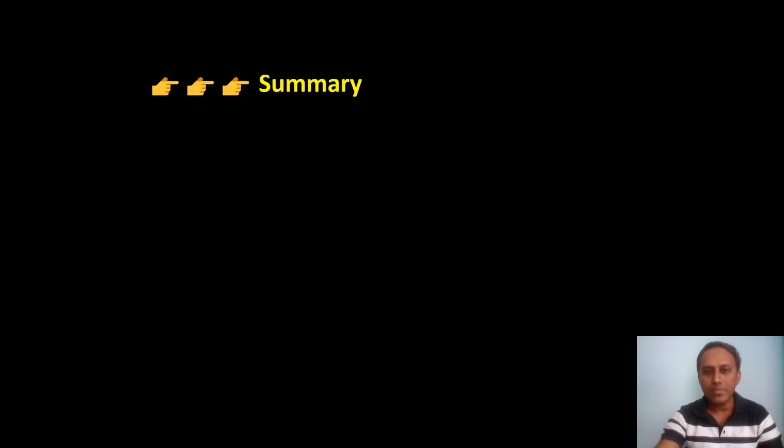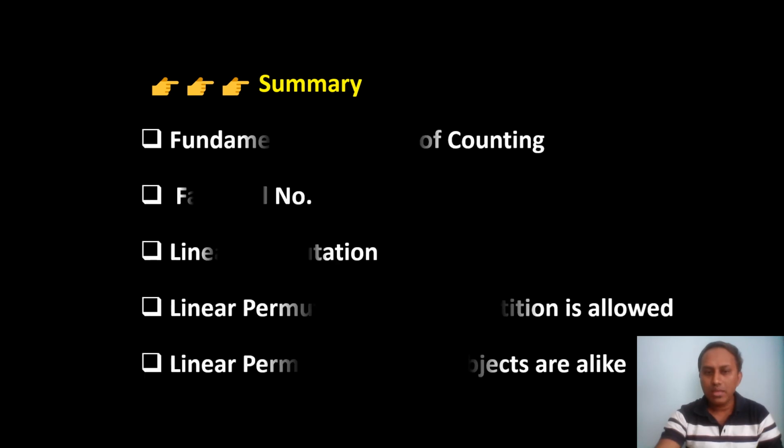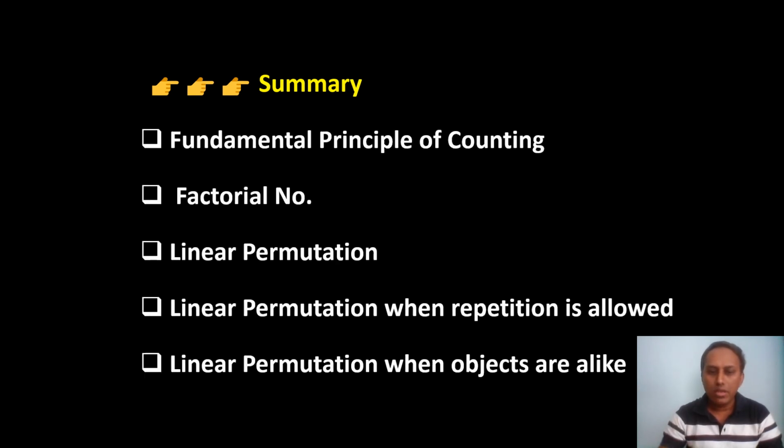Alright. So let us summarize what we have covered today. Today we have covered the fundamental principle of counting. This is the basis. We should always try to solve all questions considering this fundamental principle only. Don't try to solve the question directly using the permutation formula. Okay, you might get a wrong answer. Next, factorial number. Next, linear permutation. So how do you derive the formula? And of course, how do you apply this formula in solving questions?